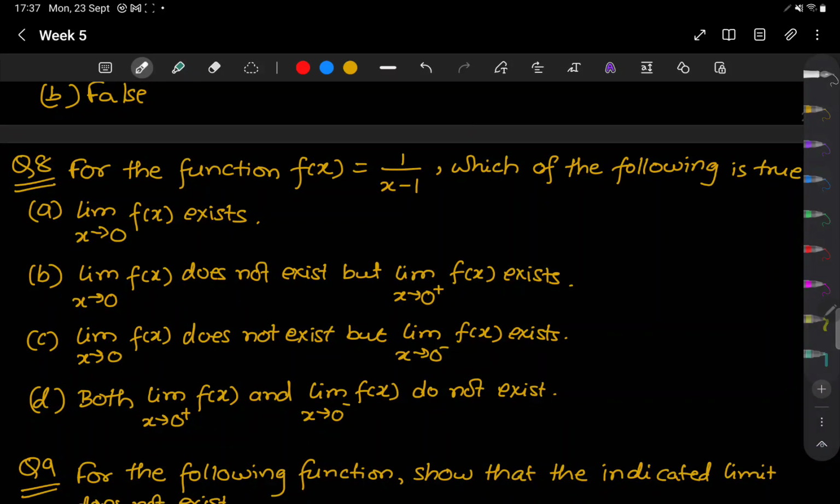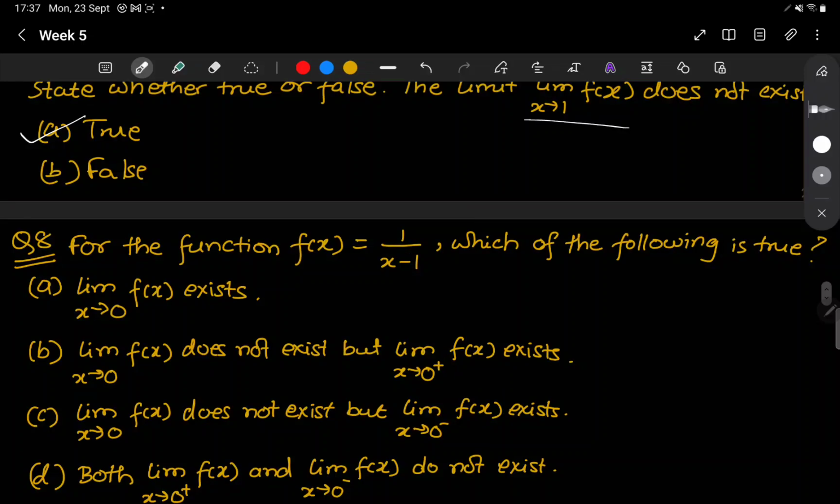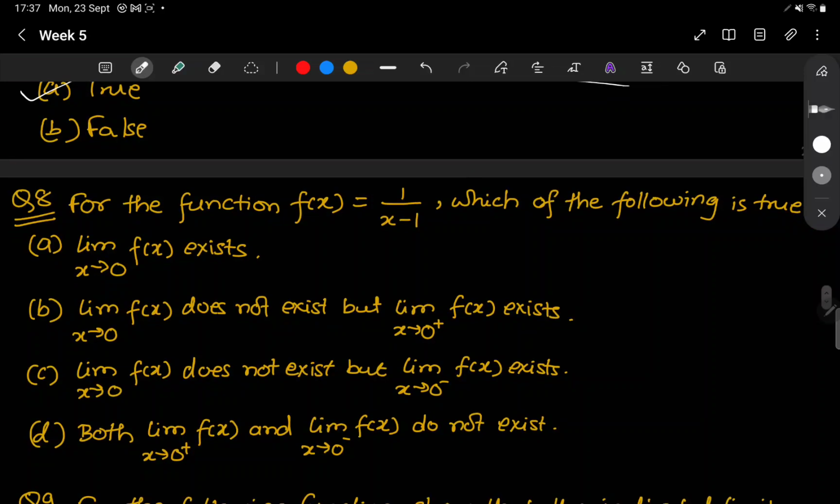The next question. For the function f(x) equals 1 over x minus 1, which of the following is true? The limit as x tends to 0 of f(x) exists; the limit as x tends to 0 of f(x) does not exist, but the limit as x tends to 0 plus of f(x) exists; the limit as x tends to 0 of f(x) does not exist, but the limit as x tends to 0 minus of f(x) exists; or both the limit as x tends to 0 plus and the limit as x tends to 0 minus of f(x) do not exist. This is a multiple choice question, so I will launch the MCQ type poll.